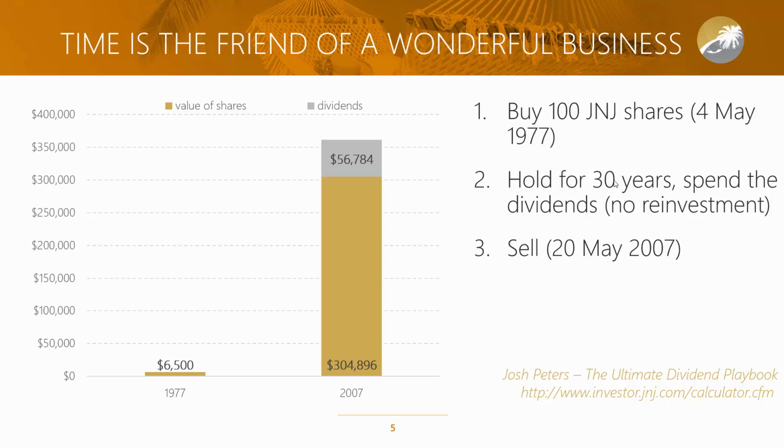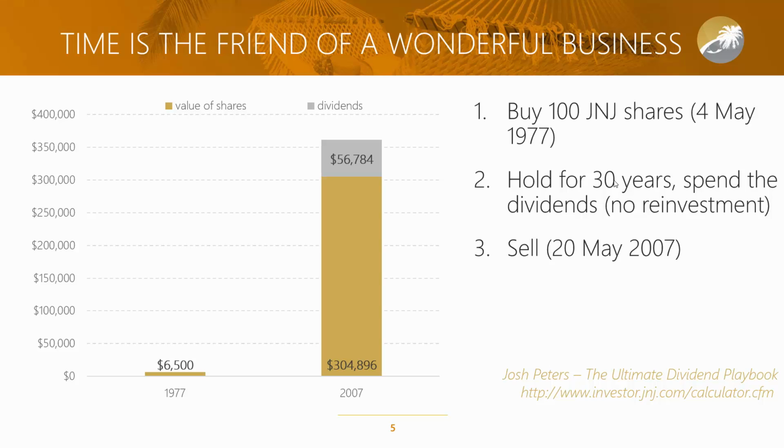You simply held the stocks, collected and spent all the dividends for 30 years, and sold the shares on the 20th of May in 2007. Let me mention that there were some stock splits during your holding period, so you had exactly 4,800 shares of Johnson & Johnson at the time of the sale.